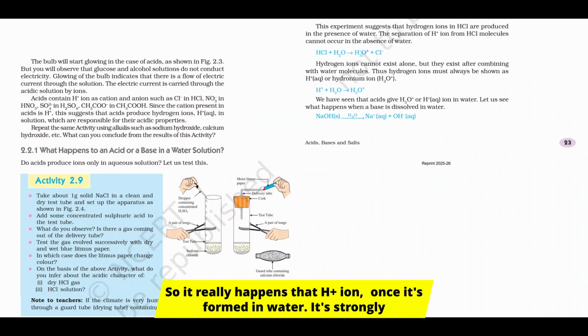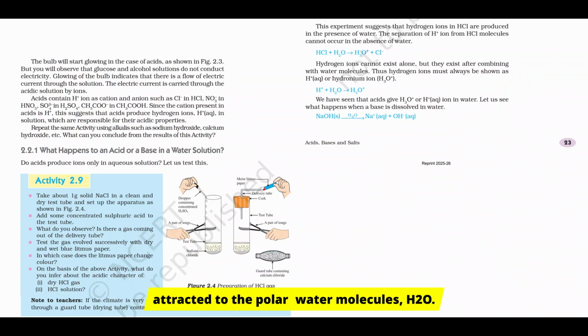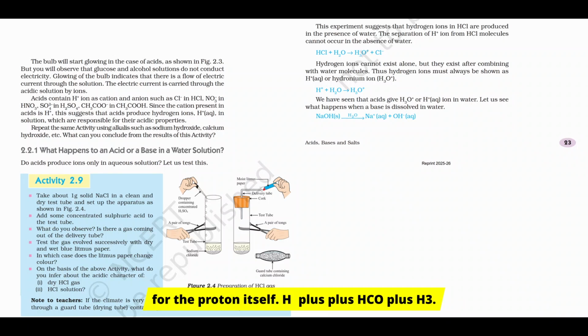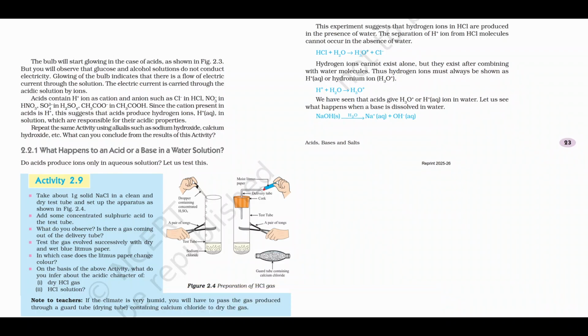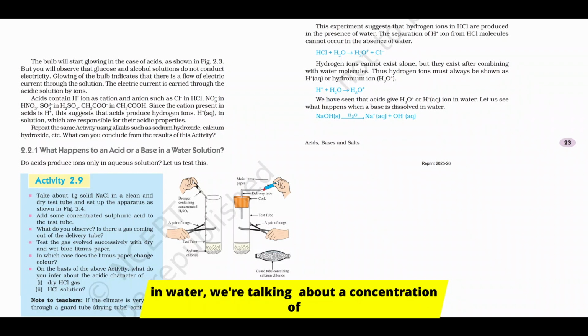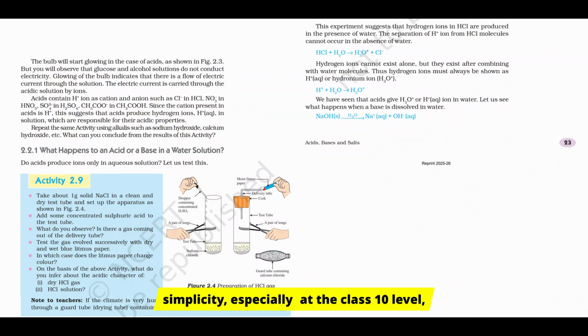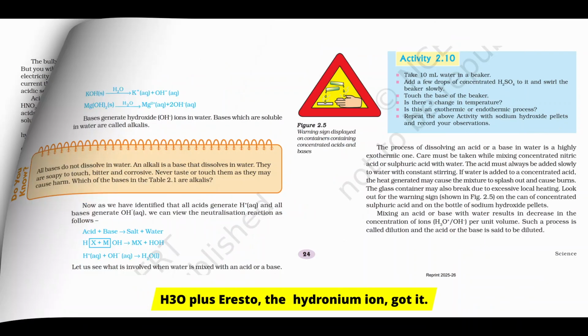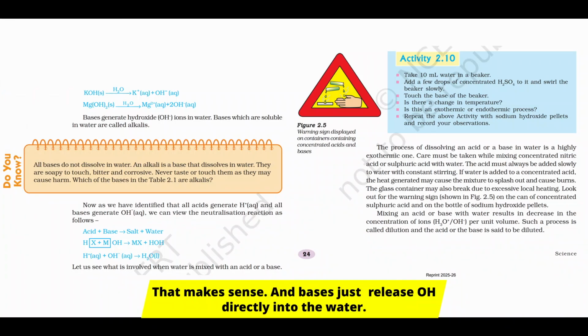So what really happens to that H+ ion once it's formed in water? It's strongly attracted to the polar water molecules, H2O. It combines with the water molecule to form a hydronium ion, H3O+. The reaction is HCl(aq) + H2O(l) → H3O+(aq) + Cl-(aq), or more generally for the proton itself, H+ + H2O → H3O+. So strictly speaking, when we talk about acidity in water, we're talking about the concentration of hydronium ions, H3O+. Although often, for simplicity, especially at the class 10 level, we still just write H+(aq). But you should know H3O+ is the more accurate representation, the hydronium ion. Got it. That makes sense.